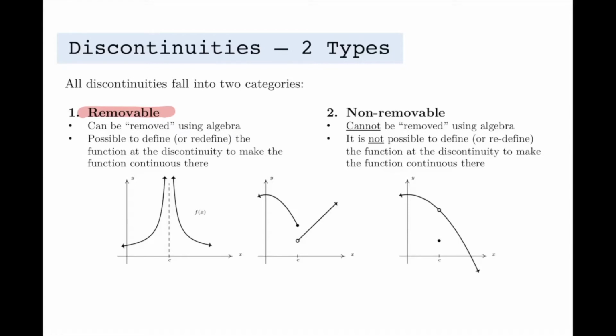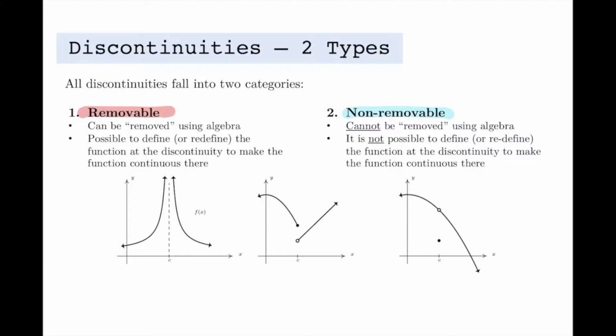A non-removable discontinuity, on the other hand, cannot be removed using algebra. In other words, it is not possible to redefine the function at that point in order to make it continuous there. Let's take a look at some graphs and see what removable and non-removable discontinuities might look like.